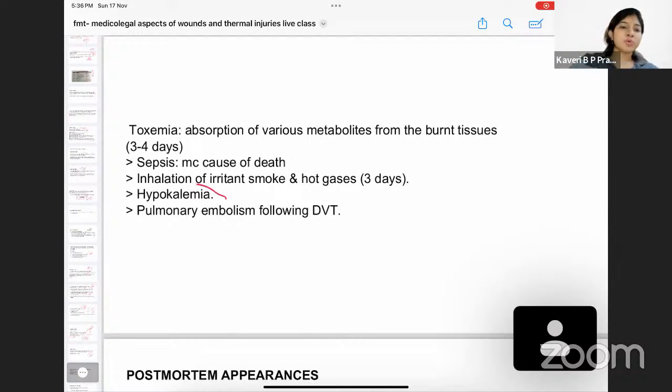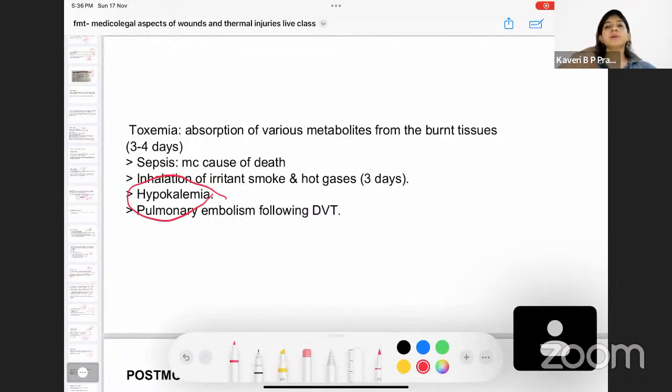And there could be hypokalemia. Why hypokalemia? All the muscles are damaged, all the potassium is taken into the cells. There is going to be less potassium in the circulation, because of which there is going to be hypokalemia, decreased potassium level. Another cause of death is pulmonary embolism because of DVT, deep vein thrombosis. A thrombus develops or an embolus develops. It is going to go all the way up to your pulmonary circulation, your lungs. It's going to block the circulation, and the person might die.